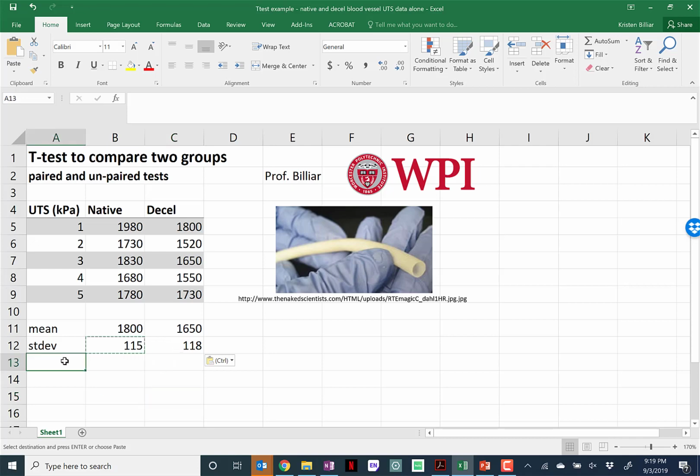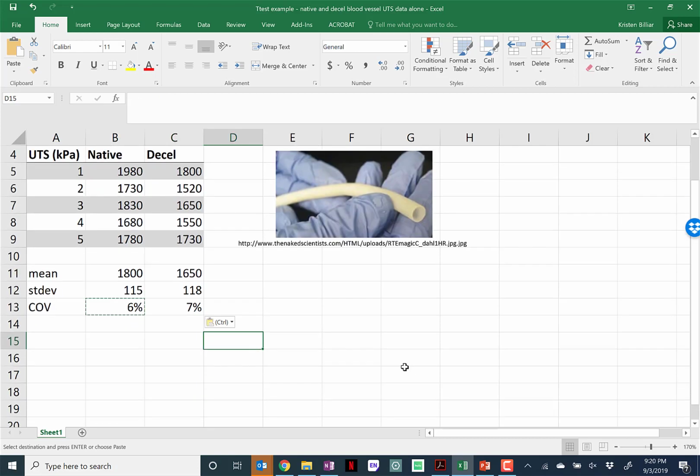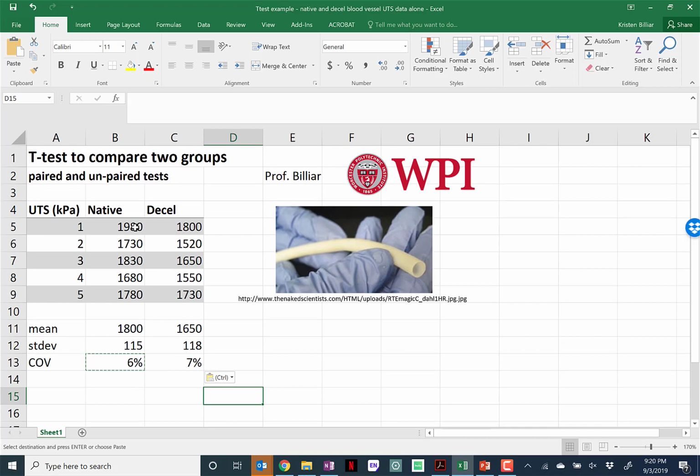I like to calculate the coefficient of variation for the percentage difference, percentage variation, and that's equal to the standard deviation divided by the mean. And again, these groups are pretty close. So now I want to do a t-test between them. Assuming these are 5 independent native and 5 independent decellularized, we would do a non-paired t-test.